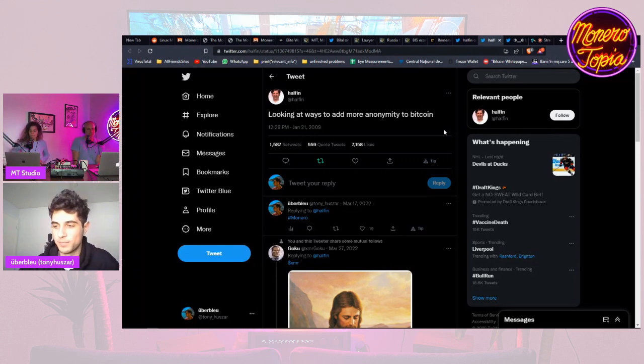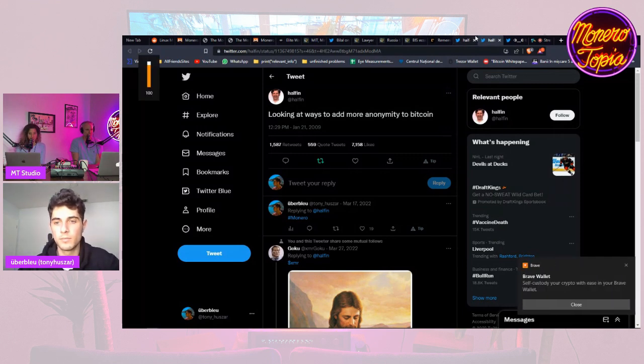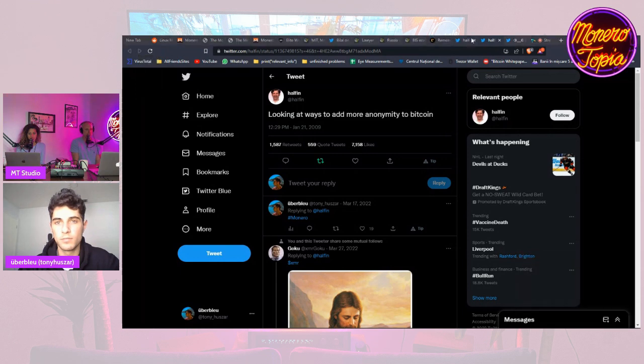It's pretty awesome. Yeah, so we're going to try to celebrate that next Saturday, on the date that he sent out that tweet. And so that was literally his second Bitcoin-related tweet, right? His first one was, I'm running Bitcoin client. Ten days later, he's working on ways to add more anonymity.